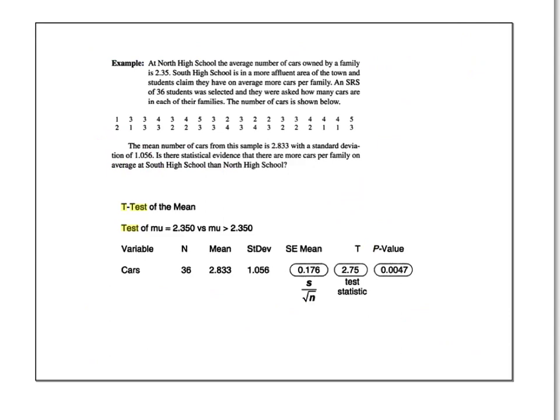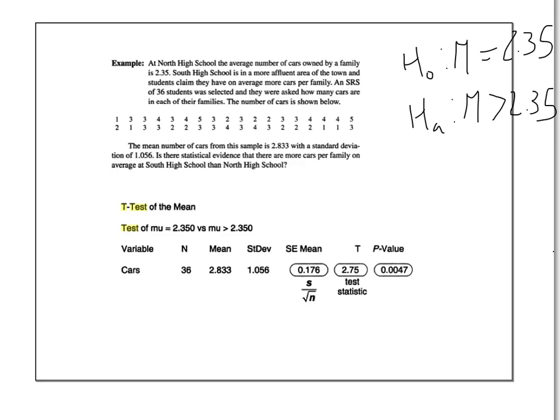So basically what we're saying for our null and our alternative is that if it's status quo and South is the same as North, they'd have an average of 2.35 cars. But we think they have more, those lucky ducks. So our alternative is mu greater than 2.35. Of course, you want to define mu to be the average number of cars per family at South High School.